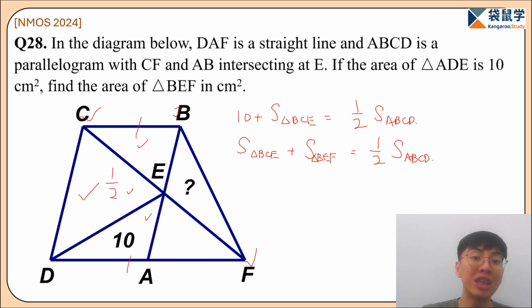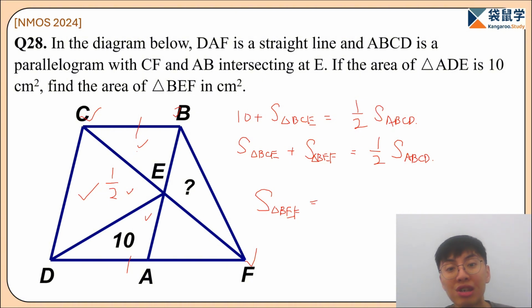Then from these two equations, what can we equate together? Because they are all the same area, we can say that the area of triangle BEF will be equal to just 10 cm squared. And that is our final answer. So we have finally solved this question. And this is not the end.